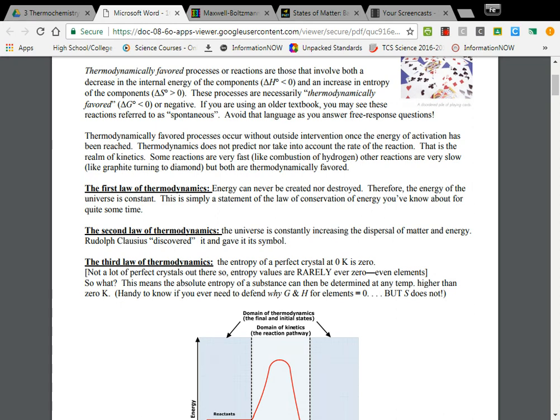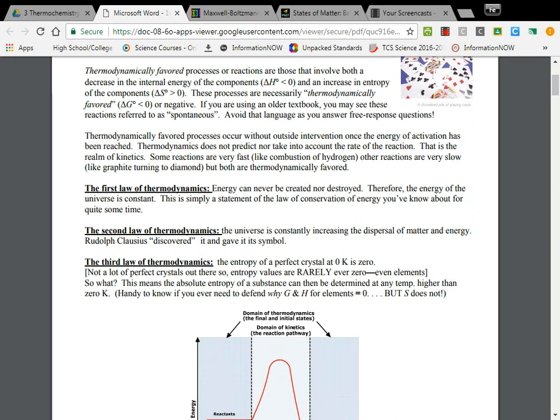The second law and third law of thermodynamics we have not talked about yet. So the second law of thermodynamics says that the universe is constantly increasing the dispersal of matter and energy. So we got to think about the universe. We know that the universe is ever expanding. And because it's expanding, the dispersal of matter and energy is increasing over time. Well, that measurement of the dispersal of matter and energy, that is known as entropy. So what the second law of thermodynamics is essentially saying is that entropy is increasing in the universe.